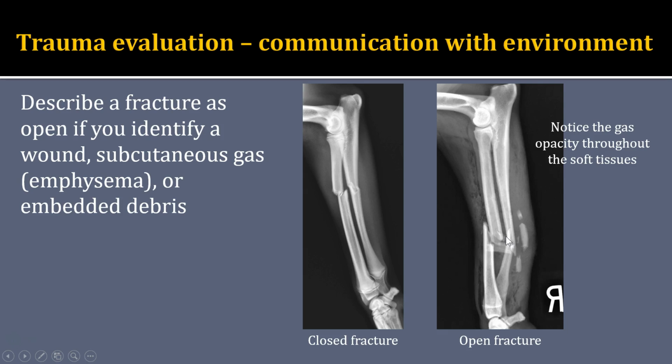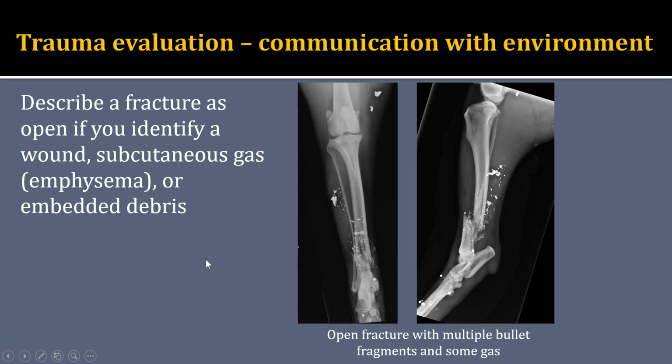In difference to that, on the right of the slide is a patient that also has radial and ulnar fractures, more distal diaphyseal radial and ulnar fractures. And other than having soft tissue swelling, there is also extensive gas within the fascial planes of the soft tissues. I'm not sure that I specifically see a wound, but obviously there has to be a wound to have all of this emphysema. And so now we will call this an open fracture.